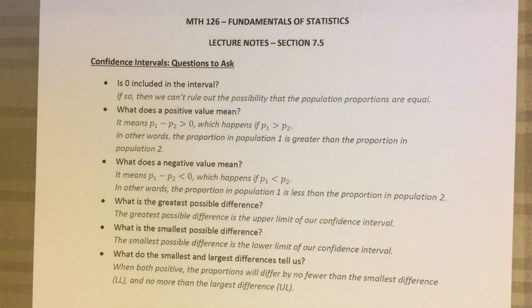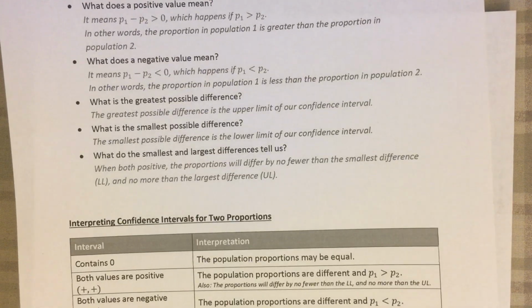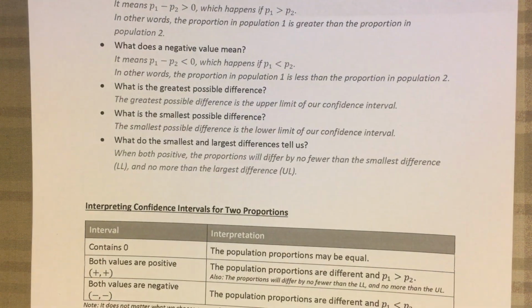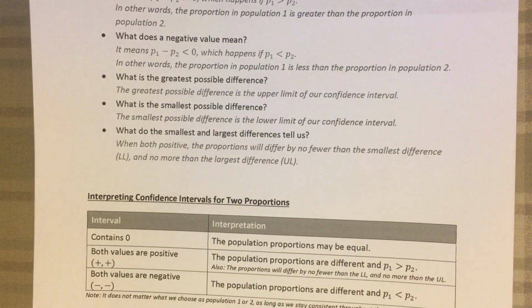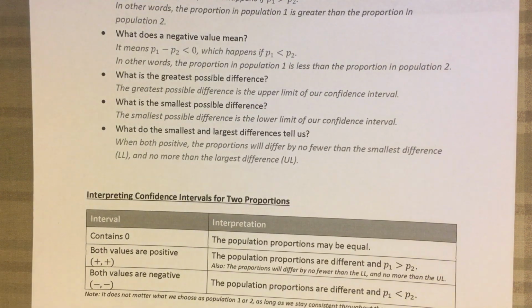If we do not include 0, and both values are positive or both negative, then the comparison between population 1 and population 2 is going to show us which one is larger. If it's positive, that means population 1 is larger than population 2. If it's negative, that means population 1 is less than population 2, based on the difference we're looking at. Our greatest possible difference is the upper limit of our confidence interval. The smallest possible difference is the lower limit of our confidence interval.